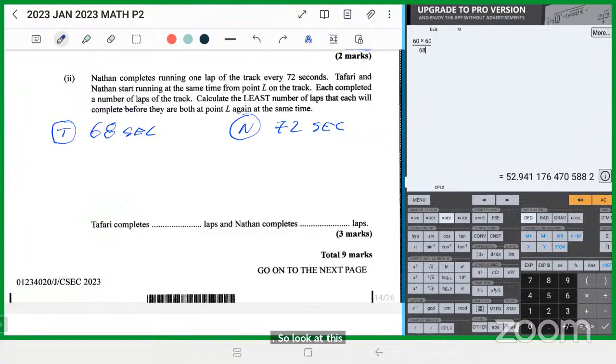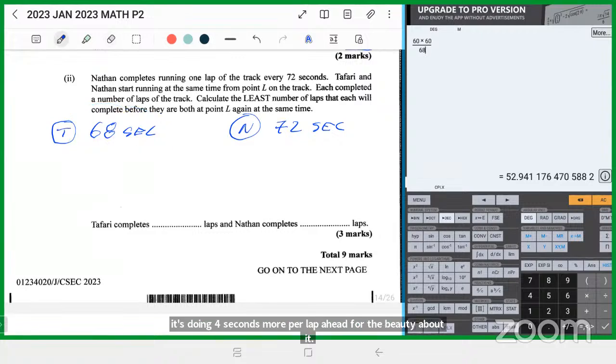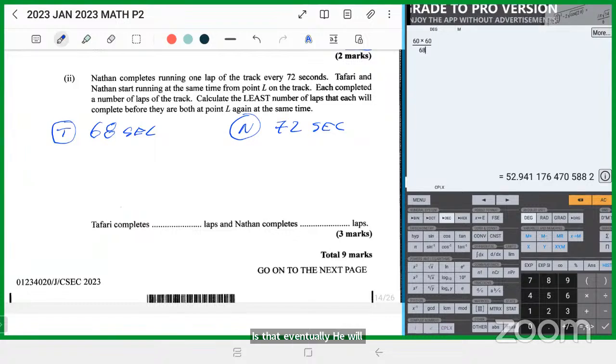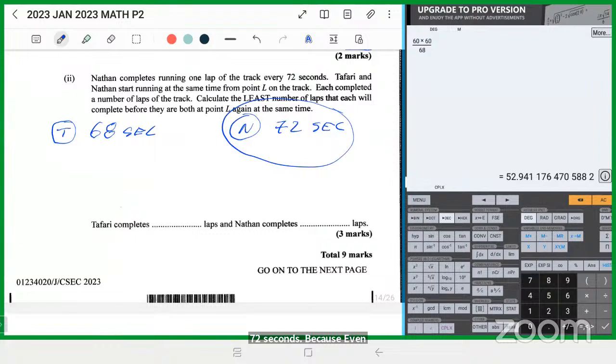Every lap, Tafari is going to go 4 seconds more ahead. So the first lap is going to be 4 seconds ahead. The second lap is going to be 2 times 4 seconds ahead. The third lap is going to be 3 times 4 seconds ahead. You understand? So he's doing 4 seconds more per lap ahead. But the beauty about it is that eventually he will have that 4 seconds. You want to know how many 4 seconds are there in 72 seconds? Because he needs to do that same number of 4 seconds to add up to the 72 seconds, which is equivalent to 1 lap that Nathan is going to do.